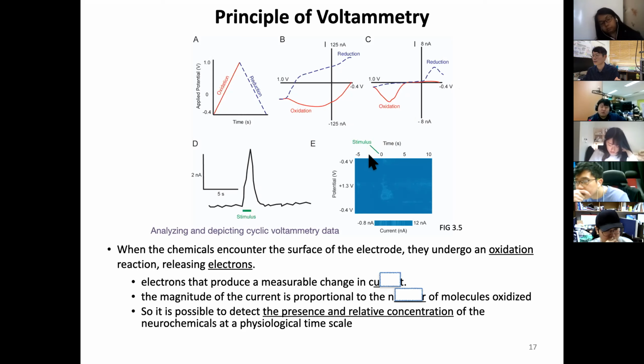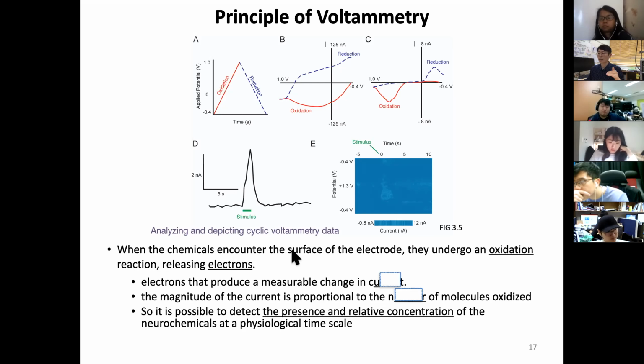It's maybe not that clean, but you see, voltammetry is where you set a specific potential voltage and measure the amount of current, which is shown based on this scale bar as a color, and you can do this over time. And this can be correlated with the stimulus time, and you see the changes happening here. So this is giving information about specific electroactive neurochemicals. Analyzing and depicting this is cyclic voltammetry. Because of this nature, we call it cyclic voltammetry.